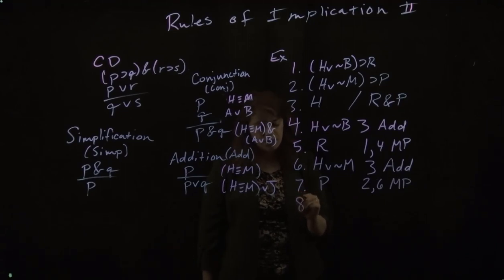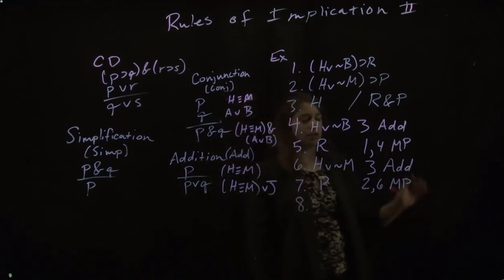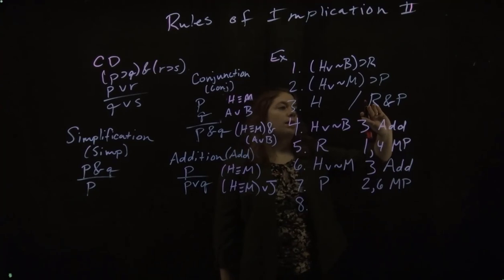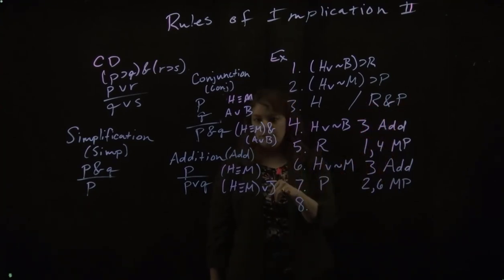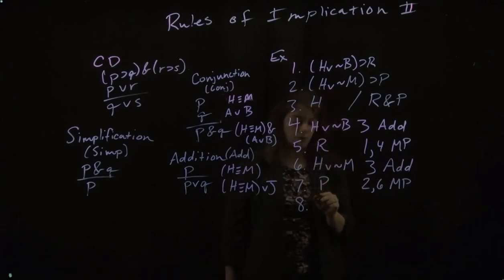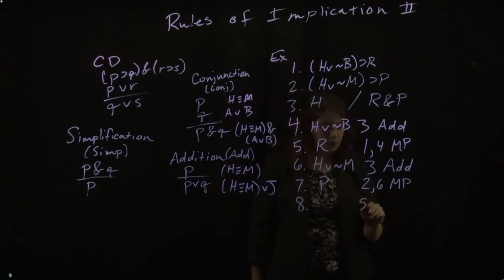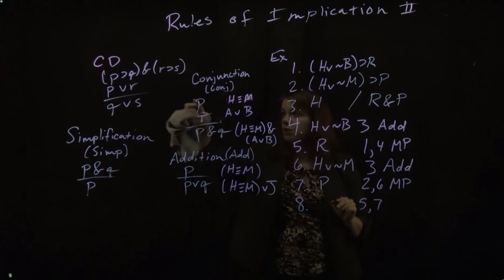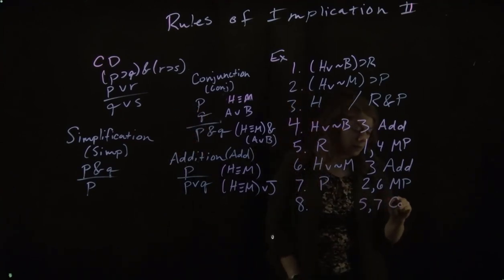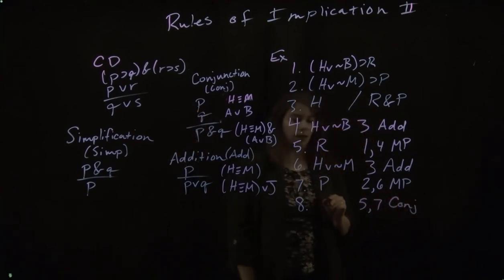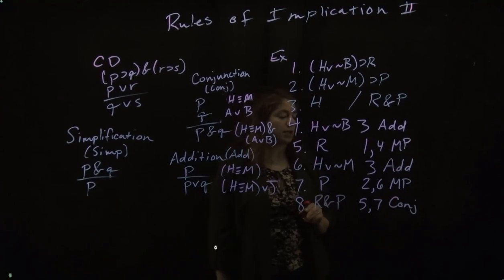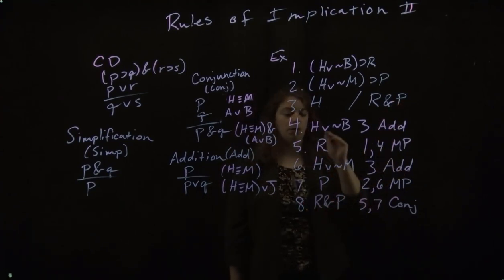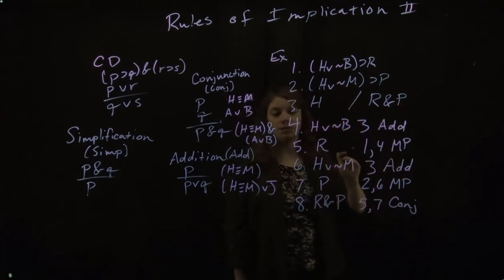Finally, as we talked about at the beginning, we need to do some sort of conjunction in order to get line 5 and line 7 together. So with line 5 and 7 we use the rule of conjunction, and we just join them up. R and P. And there you go. There's our conclusion. So we have proven this example to be a valid argument.